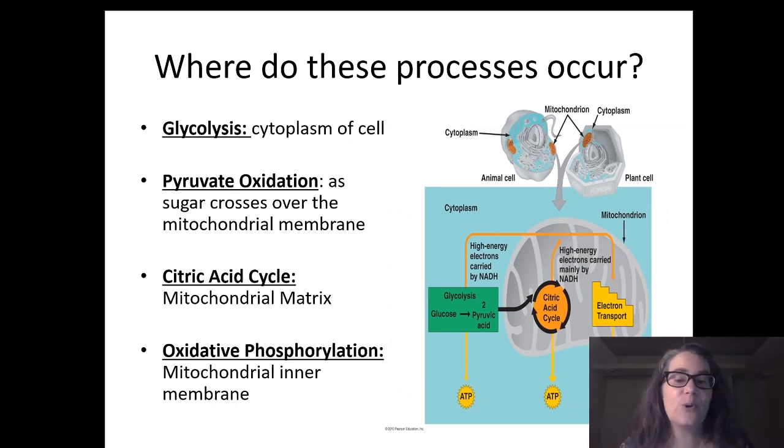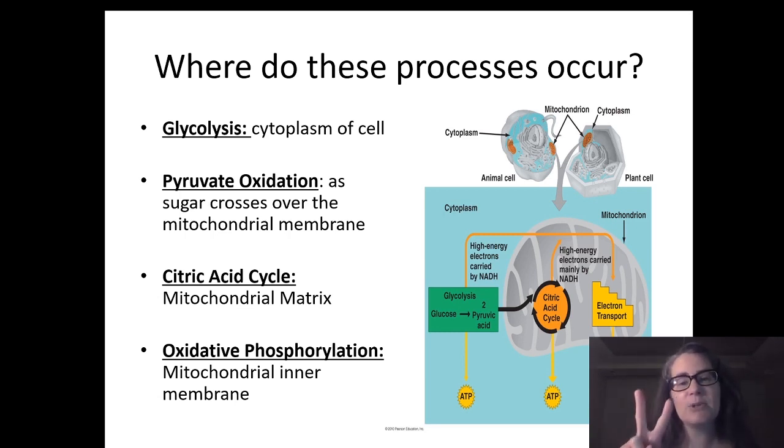I also want you to know where in the cell these steps are occurring. So glycolysis, step number 1, happens in the cytosol, or the liquid part of the cell. It actually does not require the mitochondria. So it is probably a very evolutionarily old step because it's something that both prokaryotes and eukaryotes can use, and all you need is the liquid part of the cell. So we'll be talking about that a little bit. It's also the first step of fermentation, the second process as well. So glycolysis happens in the cytosol, or the cytoplasm of the cell.